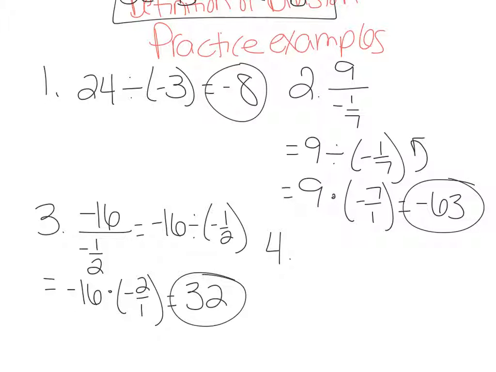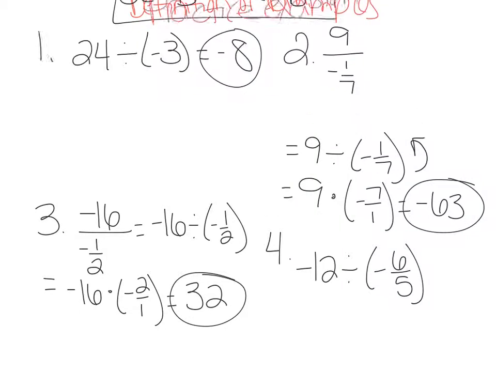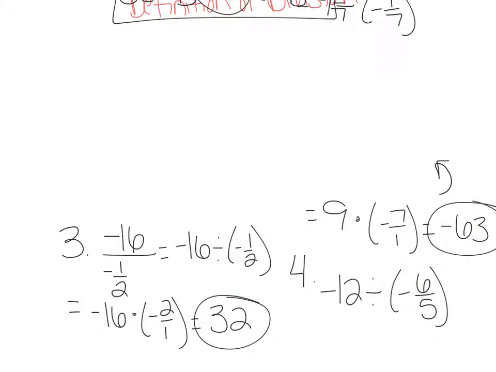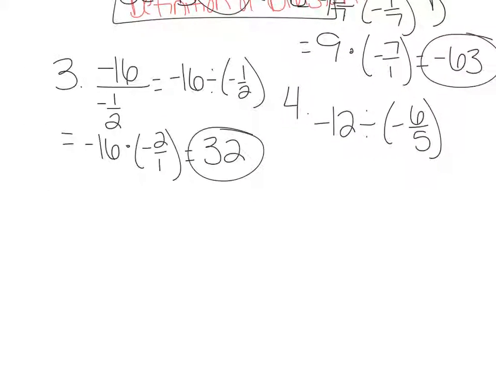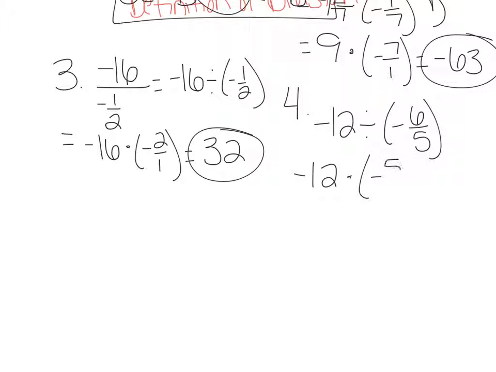Okay, what about negative 12 divided by a negative 6/5? This one's not written as a fraction like the other ones were. It's already written out as a division problem for us, but instead of saying negative 12 divided by a negative 6/5, let's say negative 12 times the reciprocal of negative 6/5. So flip the whole thing over, and remember you have to carry that sign. So now I have negative 12 times a negative 5/6.